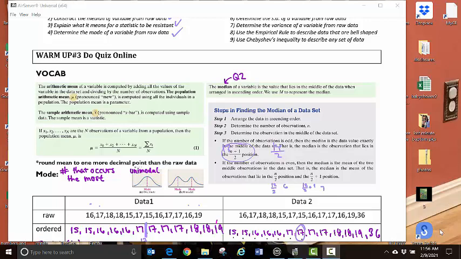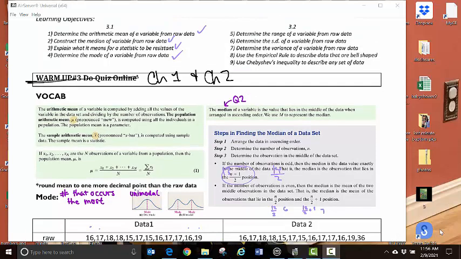Do quiz online, that is replaced with your Chapter 1 and Chapter 2 quizzes. Okay, so we're not doing that in class. You're doing those outside of class. Now we have 9 different objectives for today. Okay, only one of those, number 9, is really new. So we're just going to go through all of them.